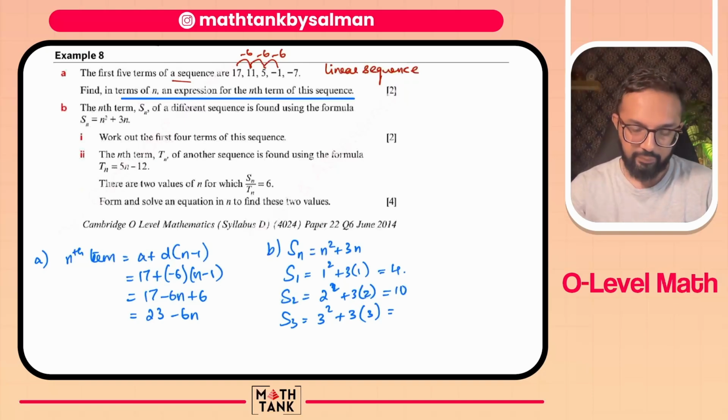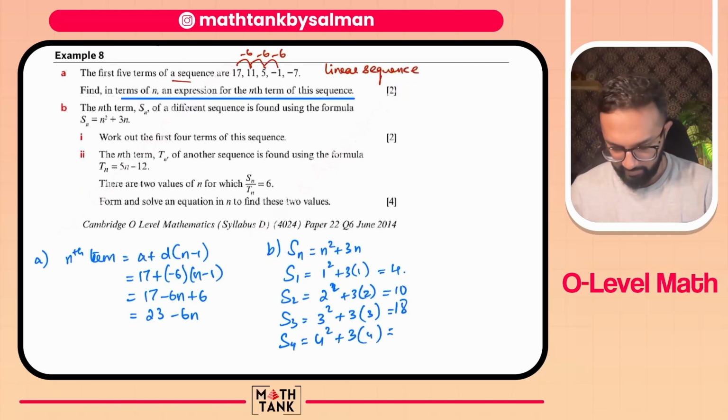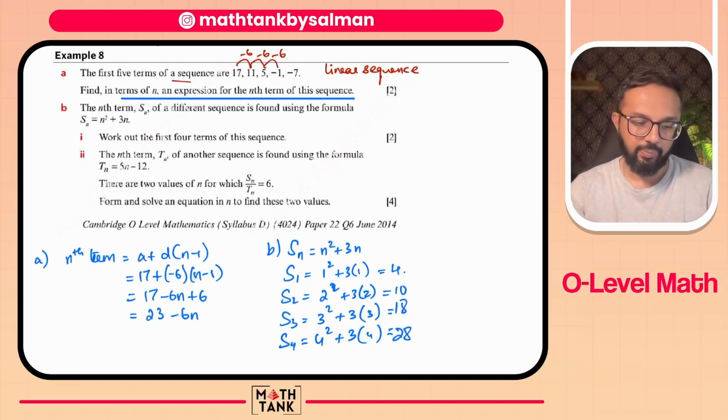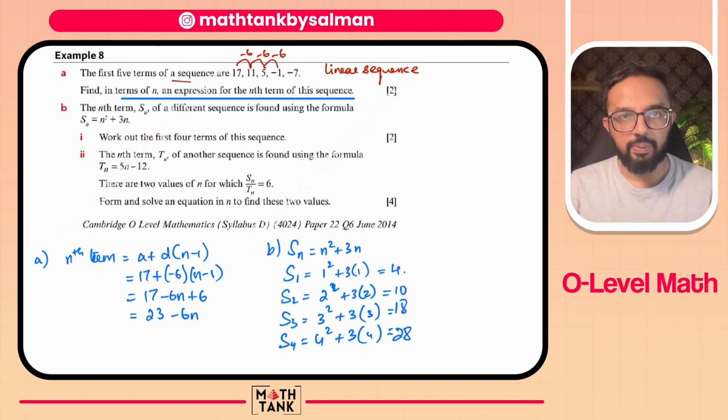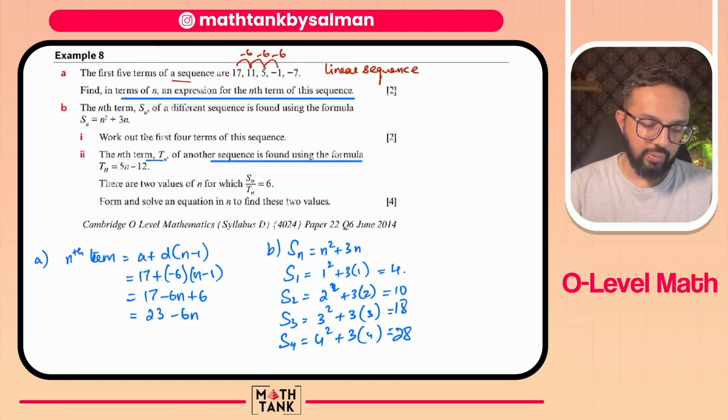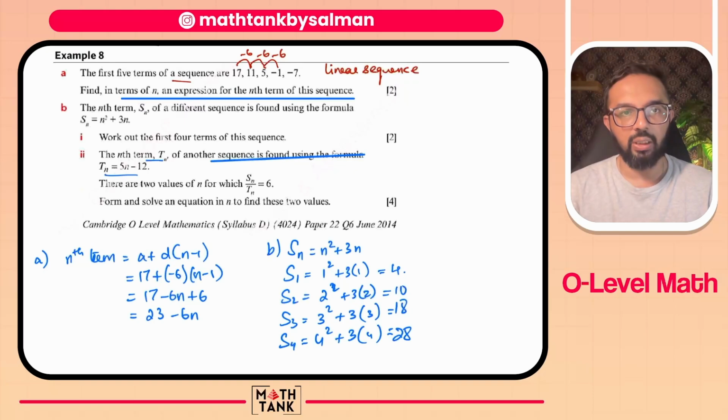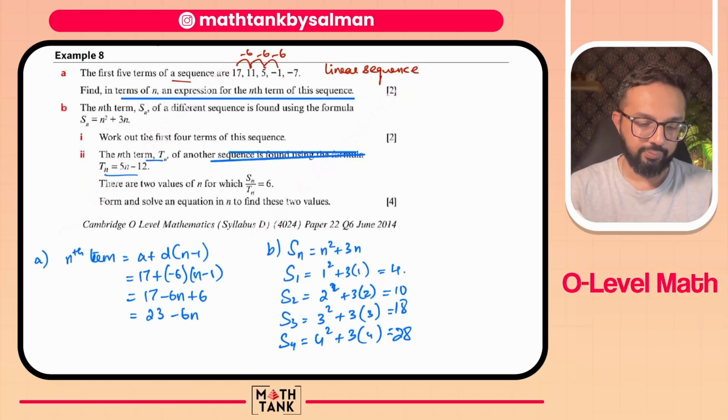So I get 18 from this. And when you have S4, that's 4 squared plus 3 times 4, that's 16 plus 12, which is 28. It says work out the first four terms of the sequence. That is what I have. Then it says the nth term of another sequence is found using the formula Tn equals 5n minus 12.